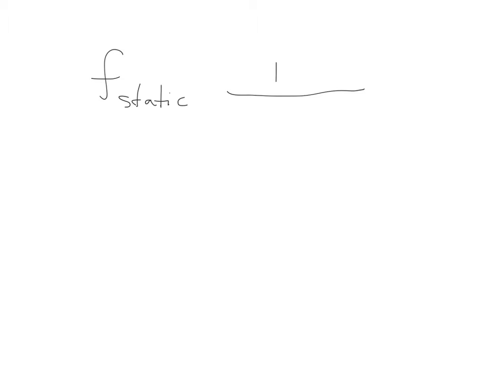So say you have a flat surface, believe it or not, with an object resting on it and you're pushing on it. You apply a force to it. Well, as long as it's not actually moving, not yet beginning to slide, you have static friction opposing motion.